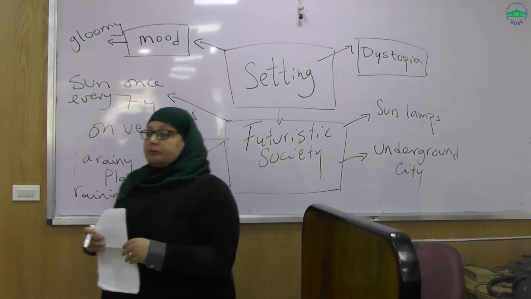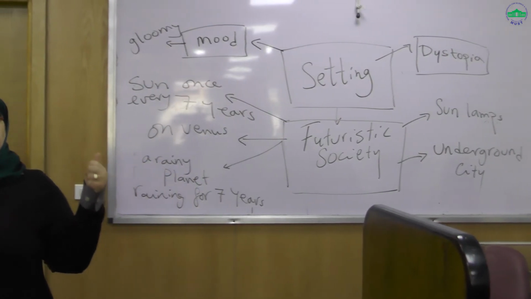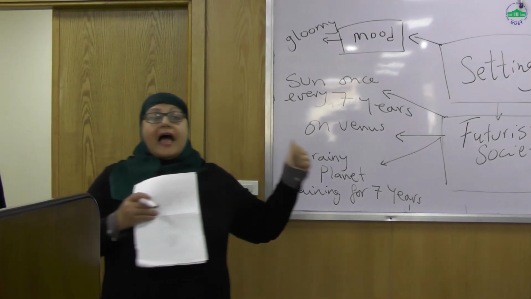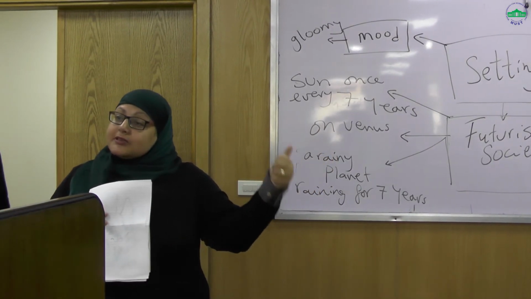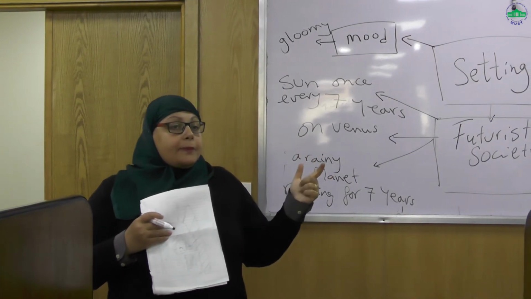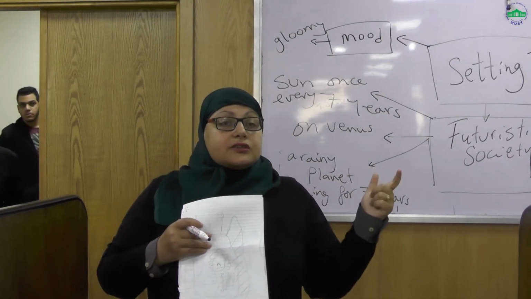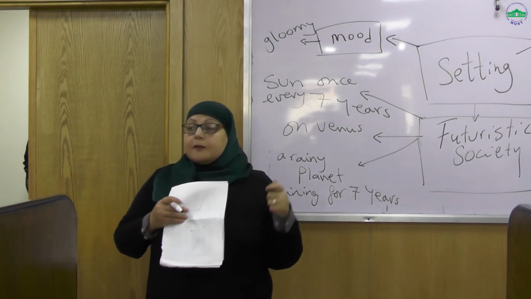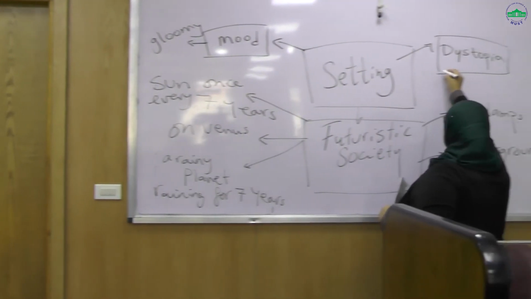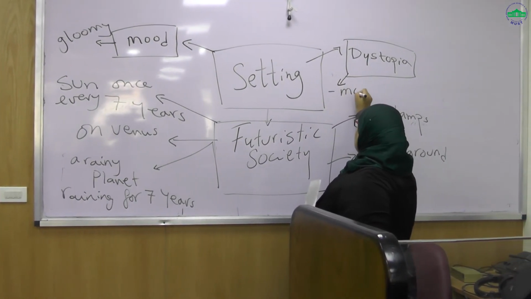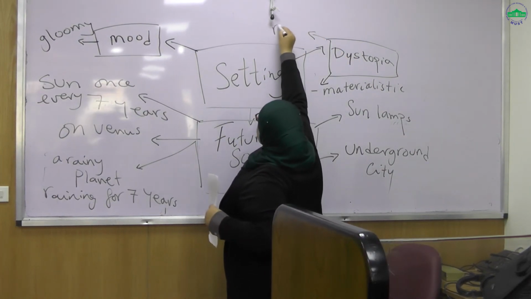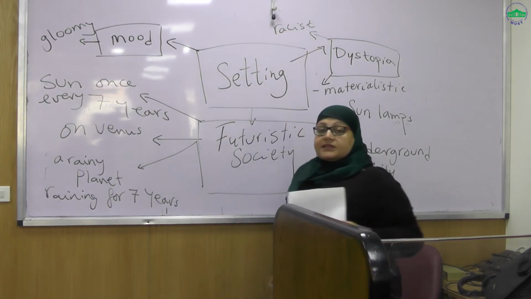Why is it a dystopia? Margot's parents moved from Earth to Venus seeking more money. So it is a materialistic society. Second, the people on Venus cannot tolerate differences. It's a racist society. Huh? Why dystopia? Materialistic. Second, racist. Racist society.